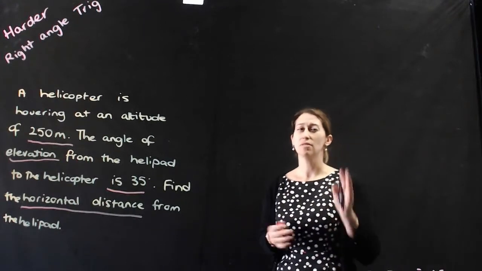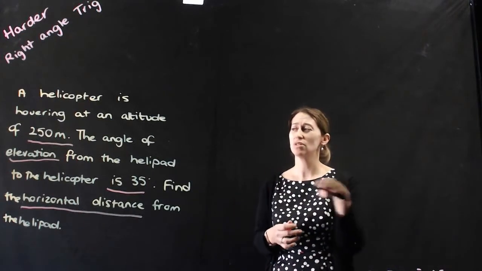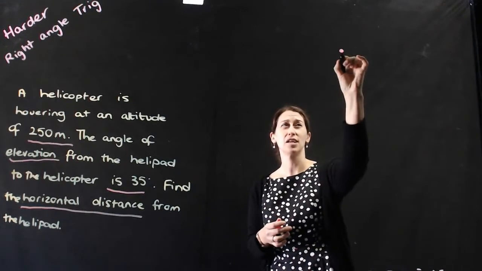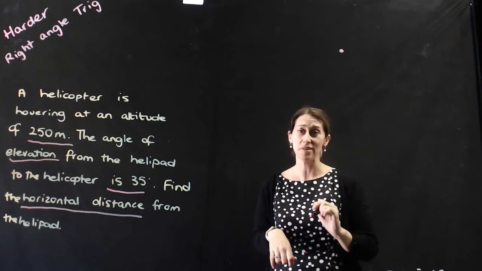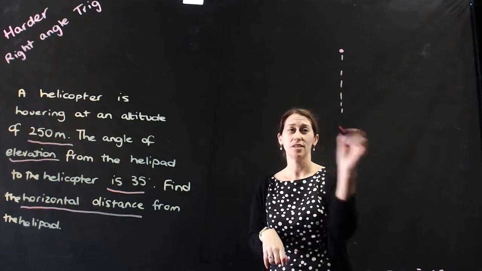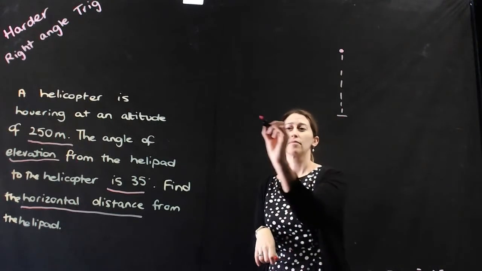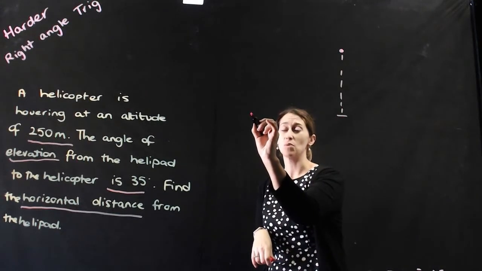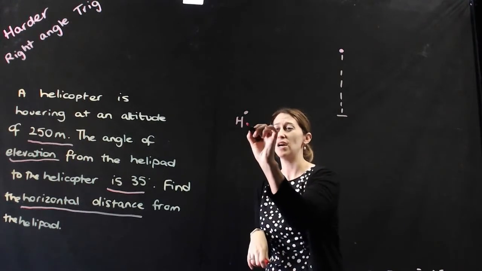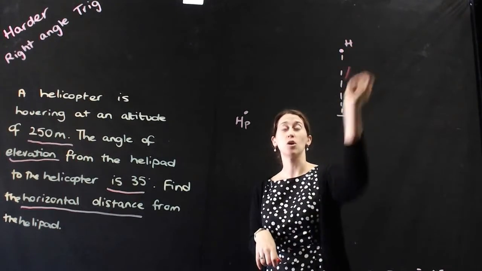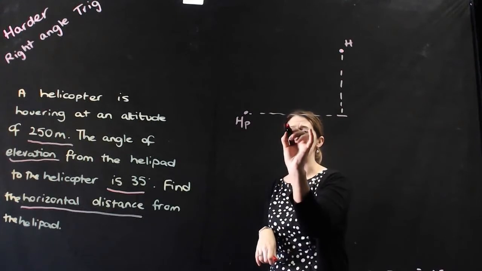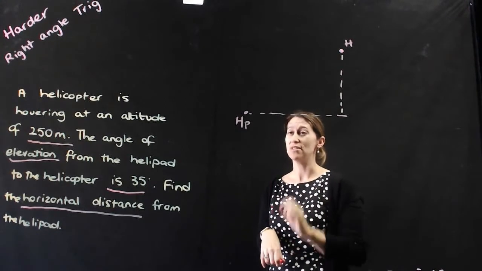One would assume that the ground is sitting at right angles to where the helicopter is. So let's just draw a helicopter. Here's the helicopter. I'm not going to try and draw, but that dot represents the helicopter. And the ground is sitting here at right angles. Now, the horizontal distance is what we need to find, and the helipad is over here. So this is the helipad, and this is the helicopter. So there's the horizontal distance, and that is what we're going to find.